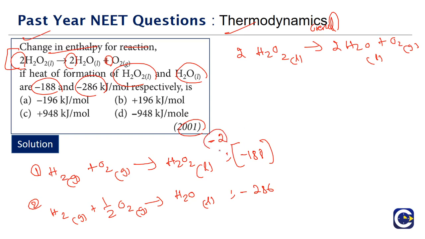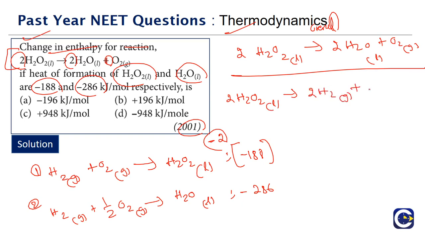So reversing means enthalpy will become negative. That's why I am multiplying the enthalpy with minus 2, because we are reversing the first equation and then multiplying it by a factor 2. Look at it, I will write the final equation. 2H2O2 liquid gives rise to 2H2 gas plus 2O2 gas. For this, enthalpy change will be, since reversed, it will become minus. So minus of minus 188 is plus 188, and then we multiplied by 2, so 2 times that, which is going to be 188 into 2. So that is the del H.